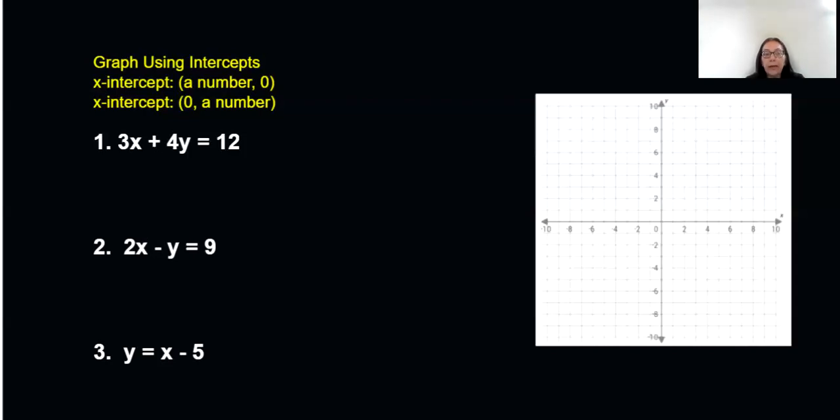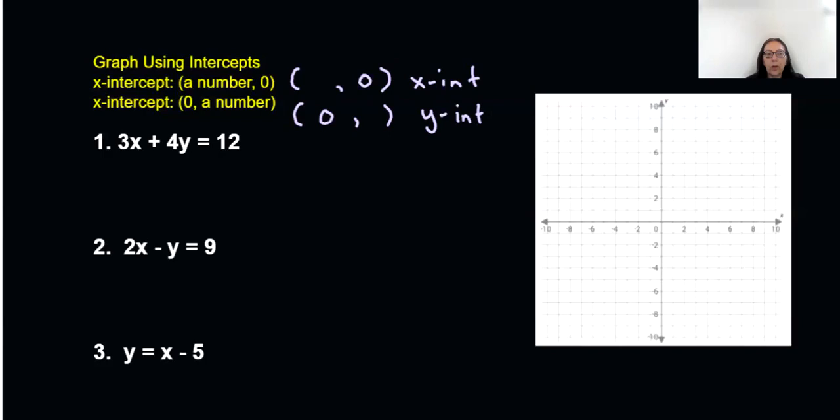If I want the x-intercept, we make y 0. If I want the y-intercept, I make x 0. And that's all we're going to do here to graph these. So let's take a look at number one. If I want the x-intercept, I'm looking up here and I want the x-intercept right here. Then I am going to make y 0.